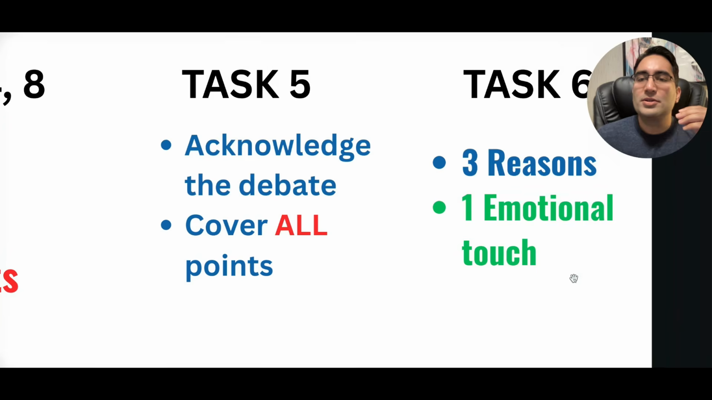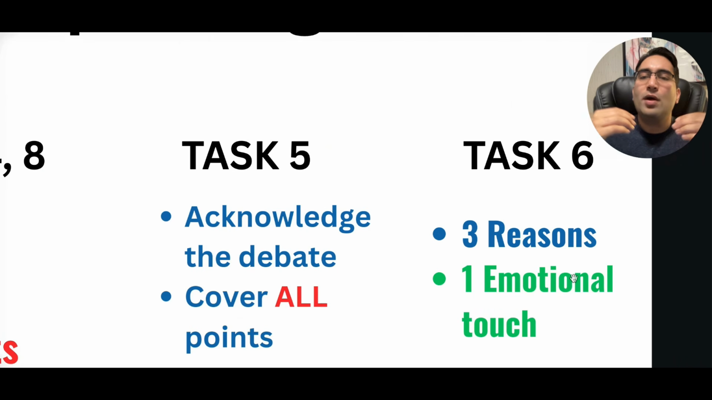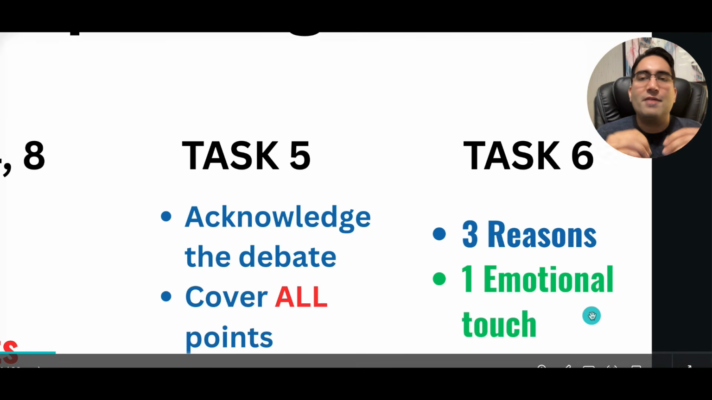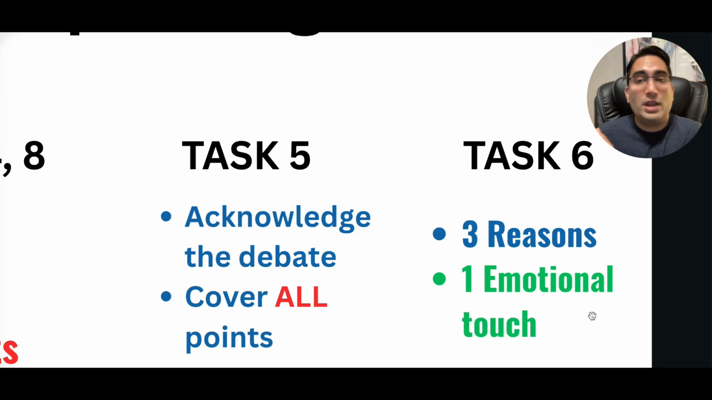Now, when it comes to task 6, this is where you are explaining a difficult condition. So you start with the condition, you give 3 or 4 reasons explaining why you choose this option to whoever you're talking to. But at the end, make sure to have an emotional touch. For example, I really apologize because I understand this is not what you preferred. However, it is best for whatever.